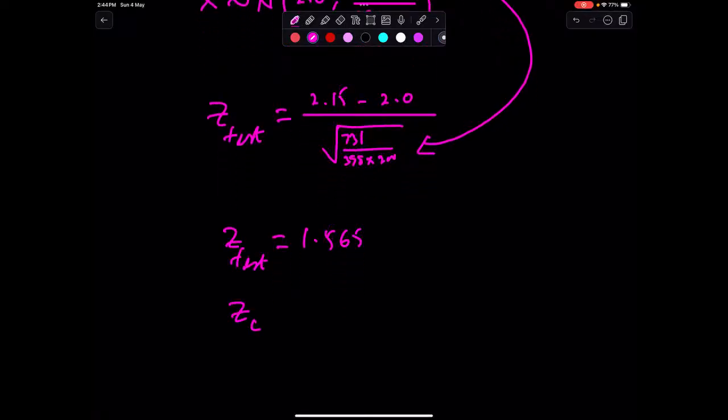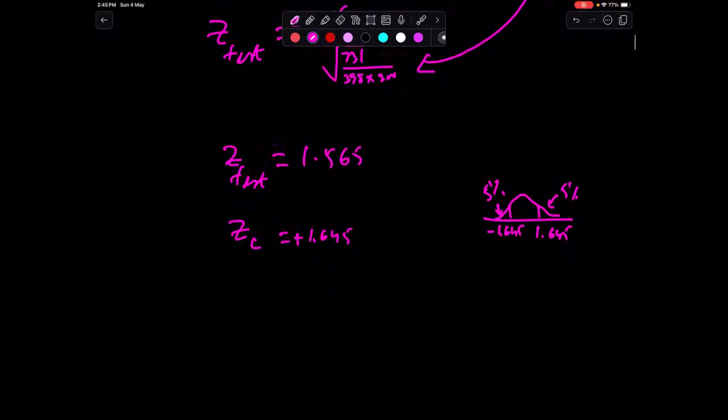Now find Z critical. It was given we have to perform this test at 10% and it's a two-tailed test, so 5% on both sides, and the 5% value is 1.645. So this is minus plus 1.645. Now this value 1.565 is less than 1.645. This is here in the accepted region. So accept H naught.